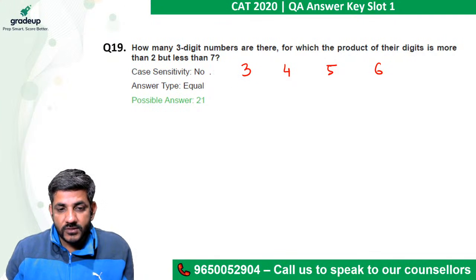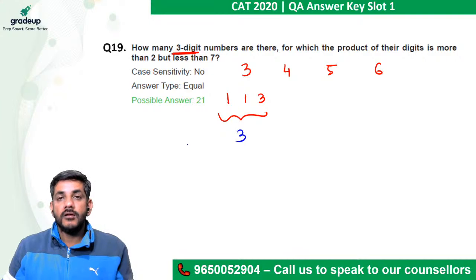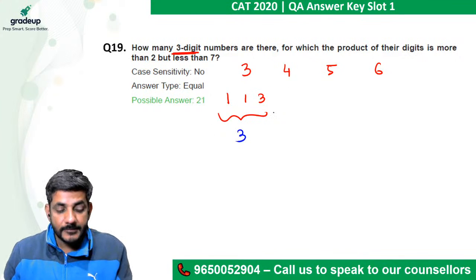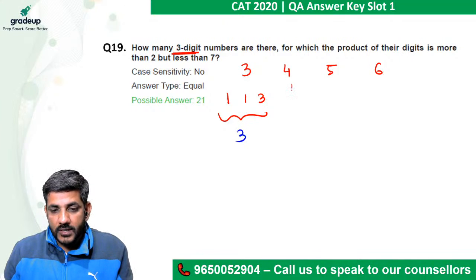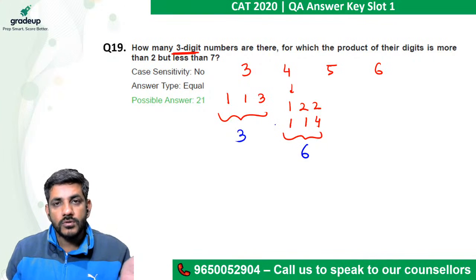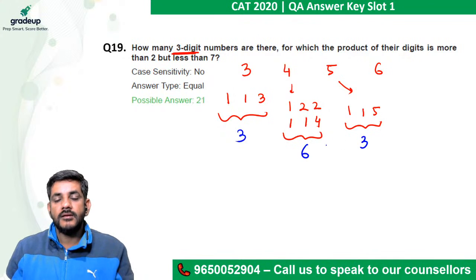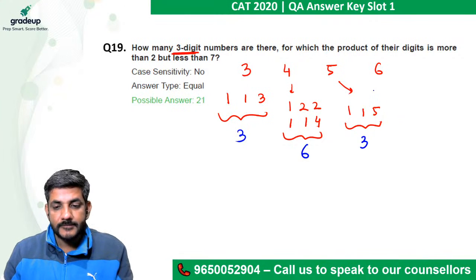If the product of the digits of a 3-digit number is 3, the digits must be 1, 1 and 3, so the numbers that can be formed are 3: 113, 131 and 311. Similarly, if the product is 4, the digits can be 1, 2 and 2 or 1, 1 and 4. The numbers that can be formed are 6, that is 3 numbers from 1, 2, 2 and 3 numbers from 1, 1, 4. 5 बनाने के लिए there must be 1, 1 and 5. Again, the numbers that can be formed are 3: 115, 151 and 511.